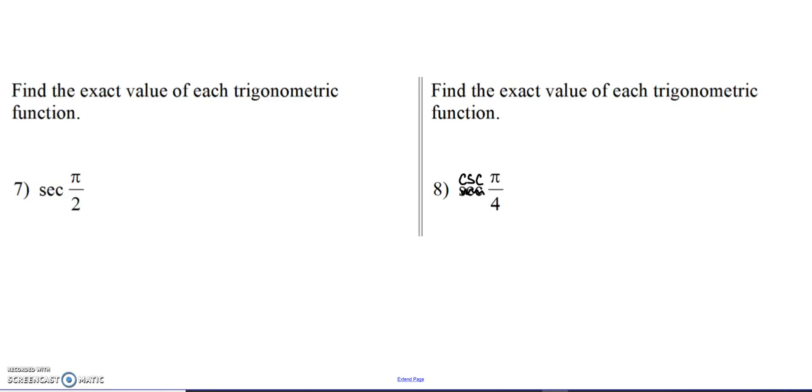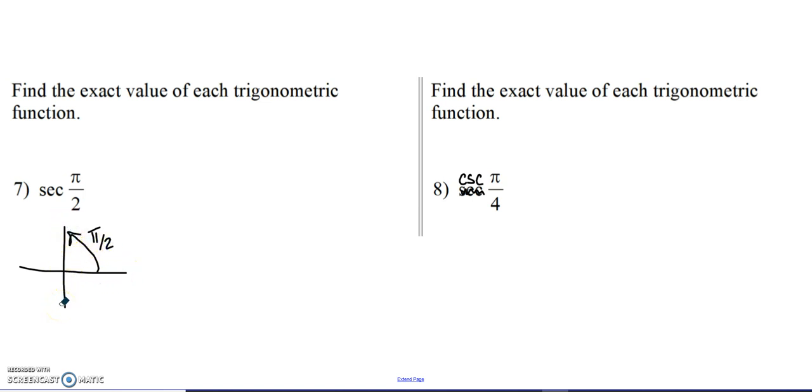We're going to have two more practice problems here for finding reciprocal function values. First one we're going to look at is secant of pi over 2. So if you think about where is pi over 2 anyway, well that's up here on the y-axis, up here on the quadrant line.